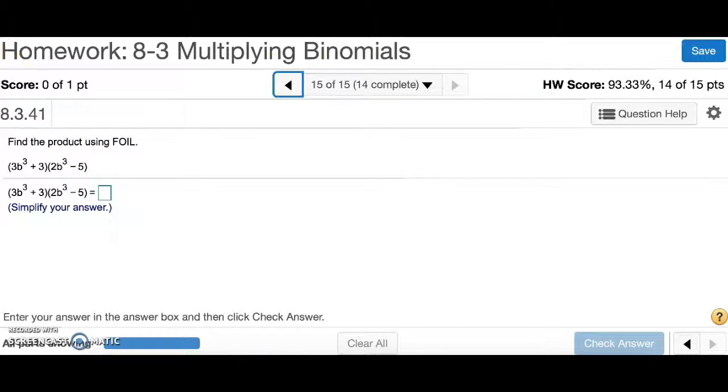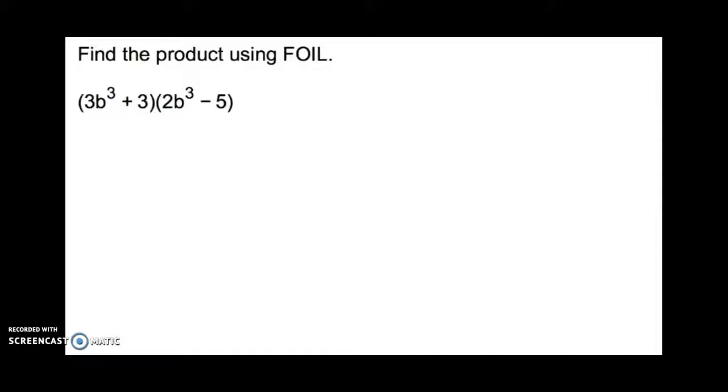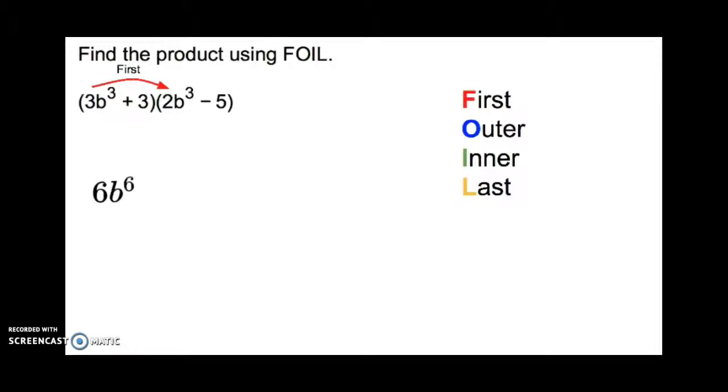So let's do that. So remember, with FOIL, F means first, O means outer, I means inner, and L means last. Now what's different about this one is that we have a number larger than a squared or just the exponent of 1 when doing this. So we just got to remember our exponent rules. So first is the first two terms. So we have 3b to the third times 2b to the third. That will be 6b to the sixth.